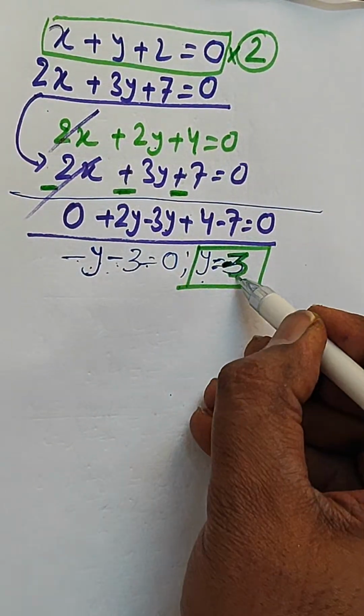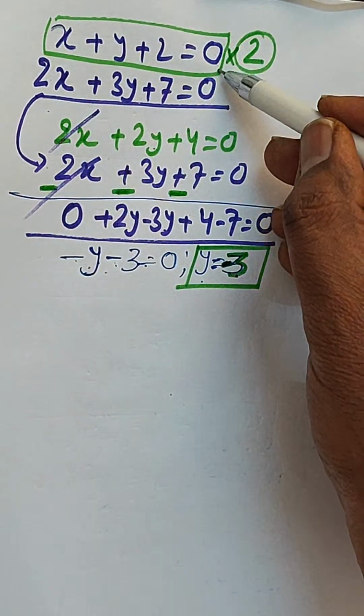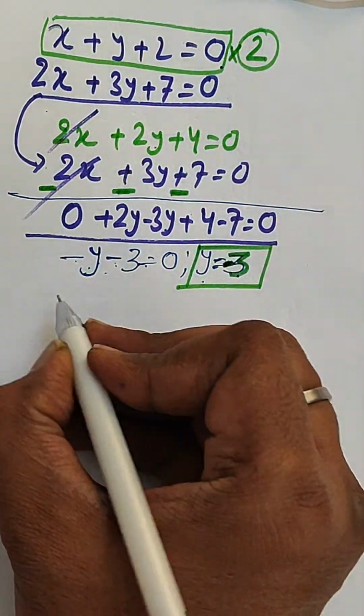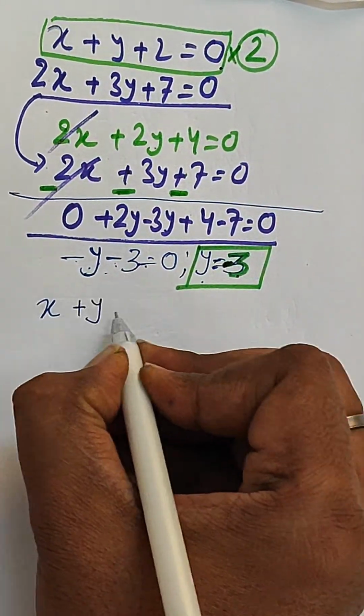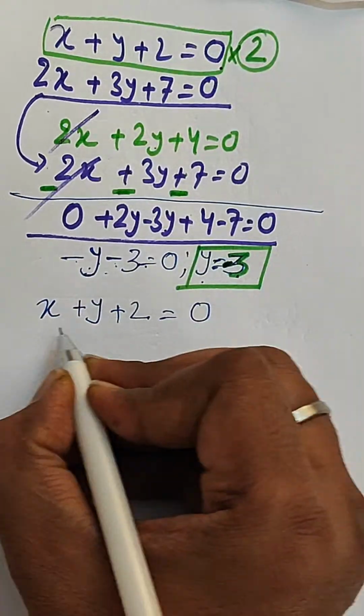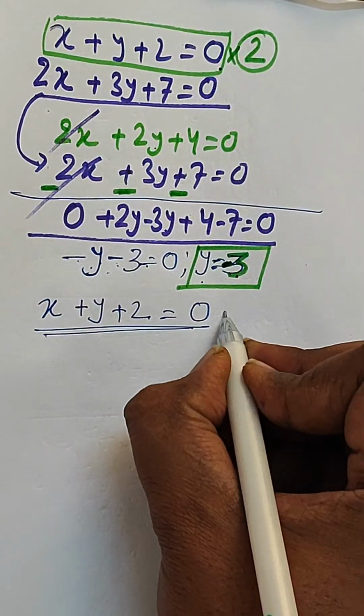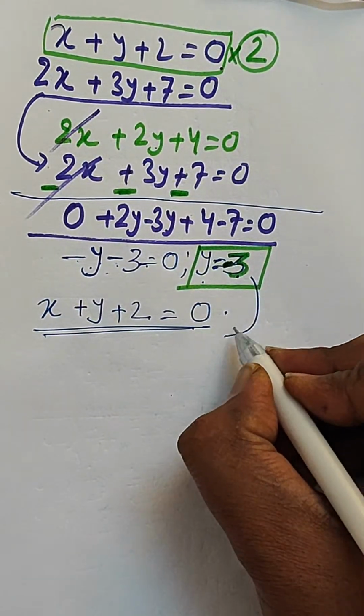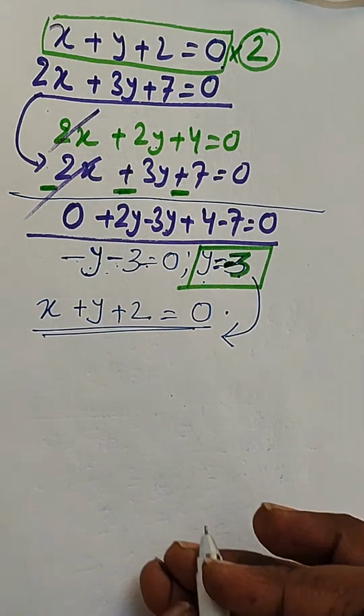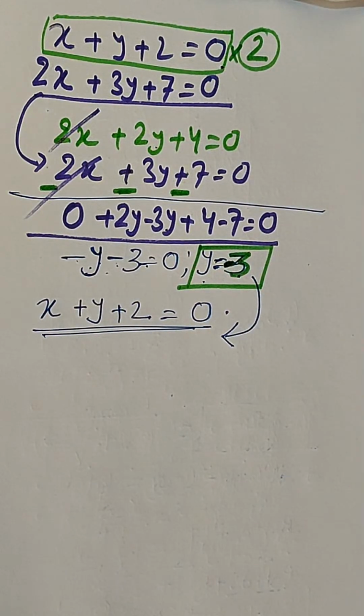So y equal to minus 3 is calculated. Now just use one of the equations, that is x plus y plus 2 equal to 0. This was equation number 1. Just put this y equal to minus 3 over here, then you get, let me zoom a little.